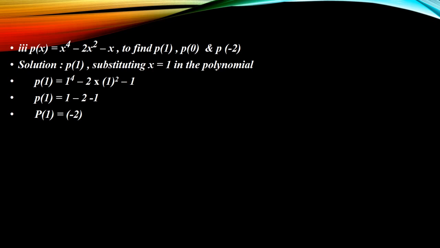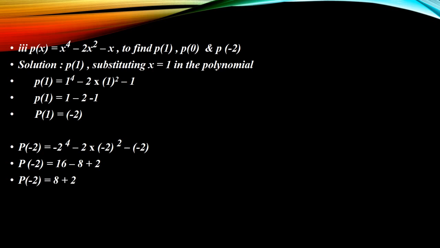Now the second one, P(-2) we will do, that is equal to (-2) raised to power 4 minus 2 into (-2) raised to power 2 minus (-2). So P(-2) is equal to 2 raised to power 4 becomes 16, minus 2 into (-2) raised to power 2 will become 2 into 4, that is minus 8, and plus 2. After solving, we get P(-2) is equal to 8 plus 2, and that is equal to 10.